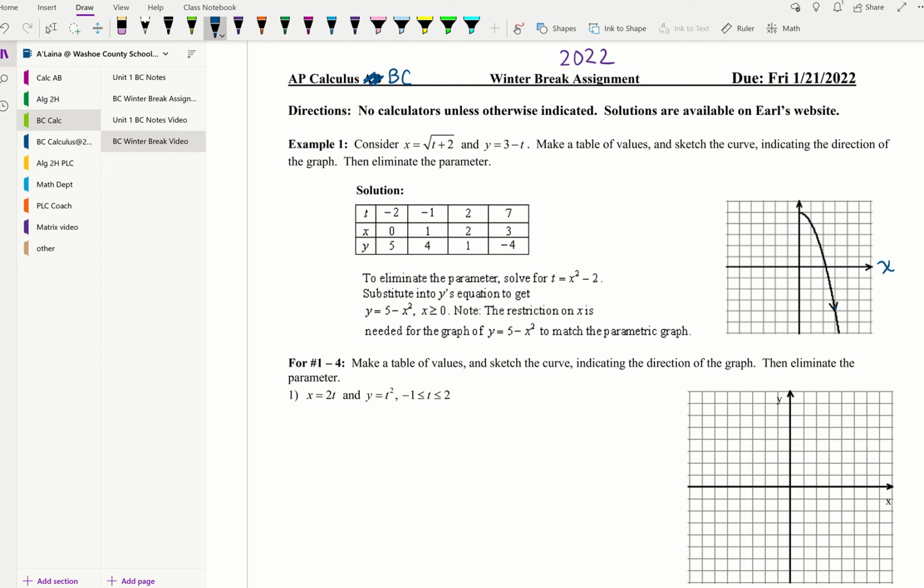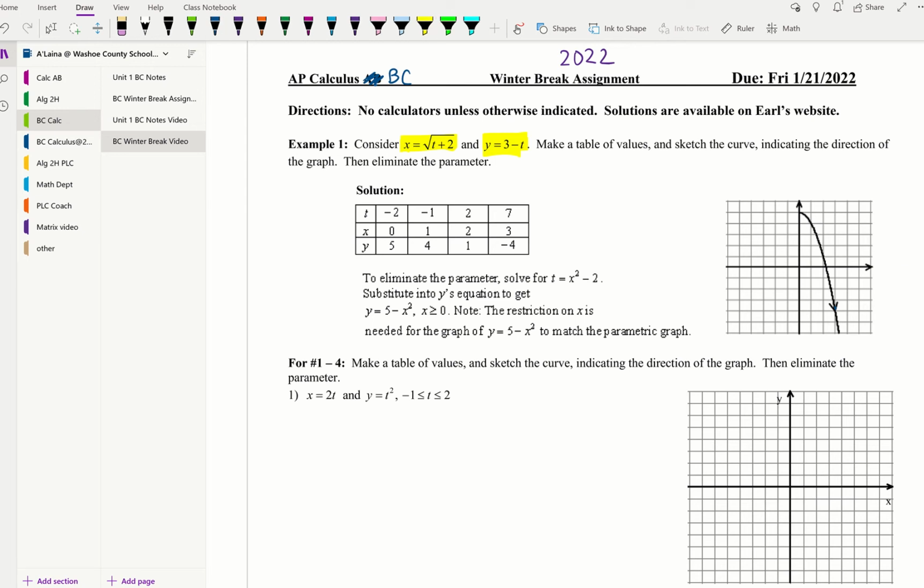So starting with this first one, if I have two equations and one's an equation for x and one's an equation for y, notice they have a third variable. And quite commonly, the third variable is t. Often these happen with respect to time. That's the most common application. We call these parametric equations.